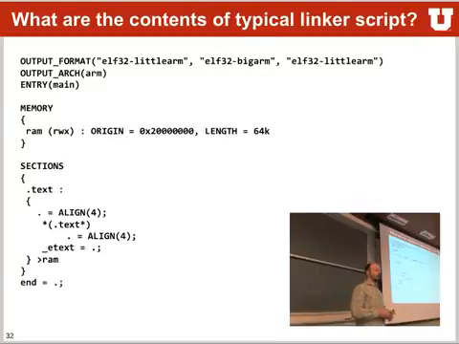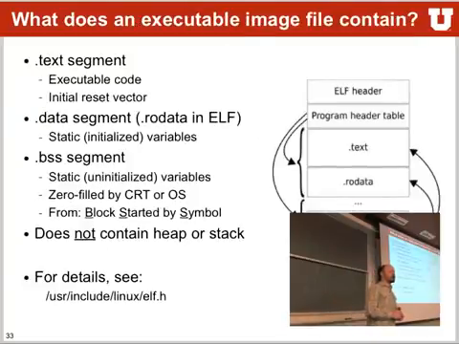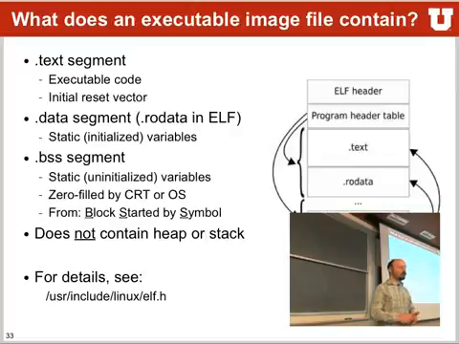So what does an executable image contain? This is the image that you get out from a linker script. Well, it certainly still has the .text section. This is the executable code and also has the initial reset vector in it. You then often have a .data segment or a RO data section. RO data is usually only read-only data, while the .data section can sometimes be writable.